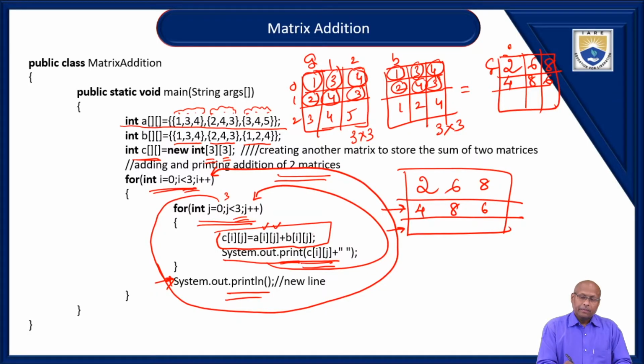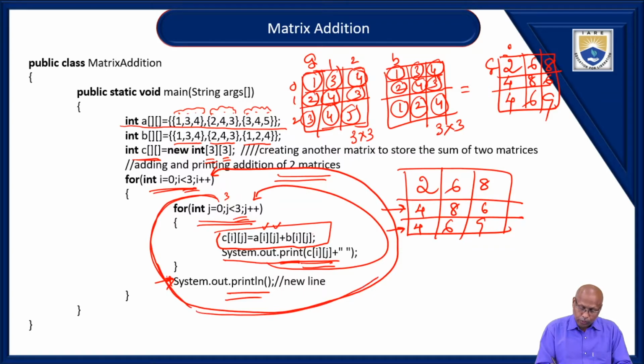Again i plus plus, that goes to the next row. In the next row 3 is there, here 1 is there. 3 plus 1, 4. So 4 is printed. Then next 4 is there, here 2 is there. 4 plus 2, 6. So 6 is printed. Then next 5, 4. 5 plus 4, 9. Then 9 is printed. After printing this, it comes out of the loop.